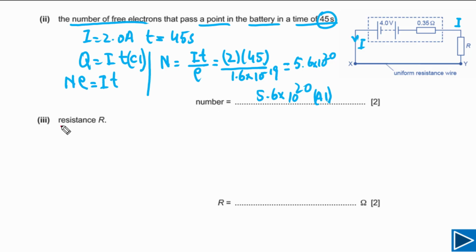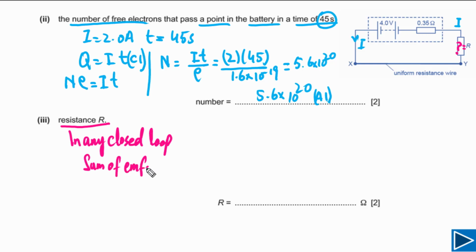For this part, we need to calculate the resistance of capital R. Simply, we need to find what is the value of this capital R. For this purpose, we simply need to use Kirchhoff's second law. According to Kirchhoff's second law, in any closed loop, as we have discussed in part A, in any closed loop or circuit, sum of EMFs has to be equal to sum of PDs, potential differences.